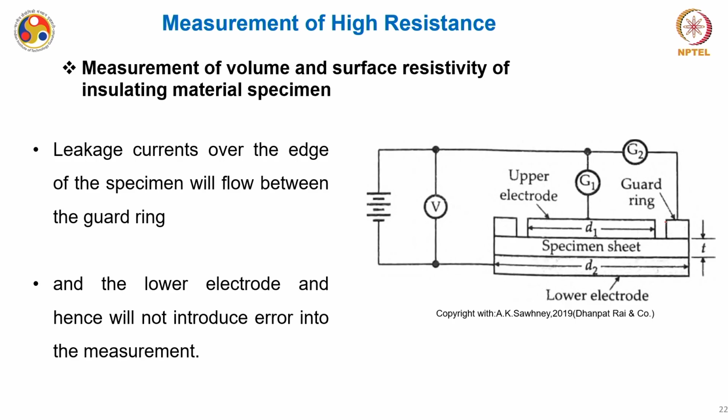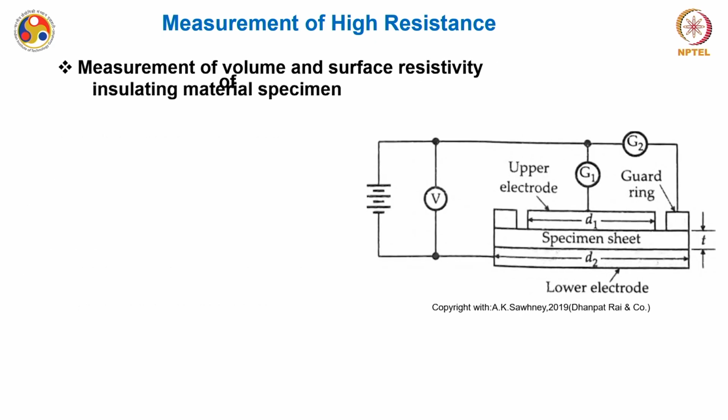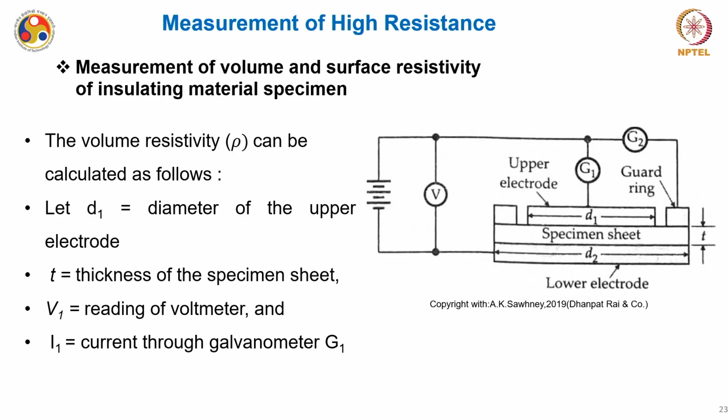Fine. So in this kind of configuration, the leakage current over the edge of the specimen will flow between the guard ring and the lower electrode having this dimension D2, and hence will not introduce error into the measurement. All right. Now the volume resistivity rho can be given by the formula. We will see that, but before that let us see the different dimensions.